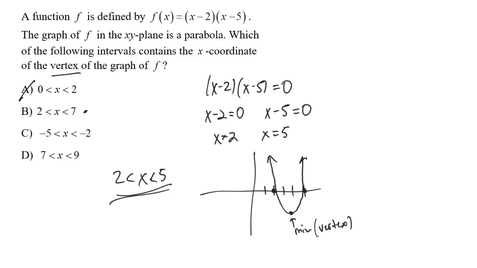Letter C does not involve any numbers on the interval from 2 to 5, and so that answer must be incorrect. And letter D also does not involve any values between 2 and 5. And so the only interval where the vertex could possibly occur is the interval between 2 and 7. And again, that has everything to do with the location of the x-intercepts. The vertex must fall in between the two x-intercepts of the parabola.